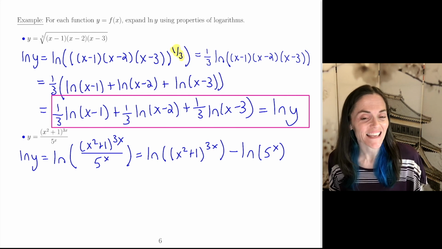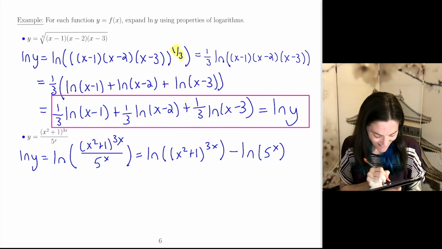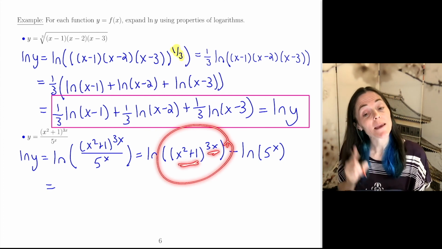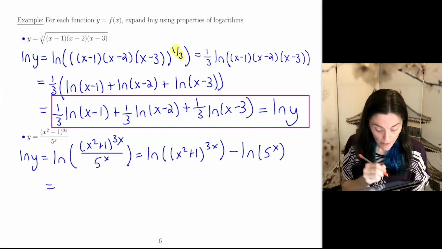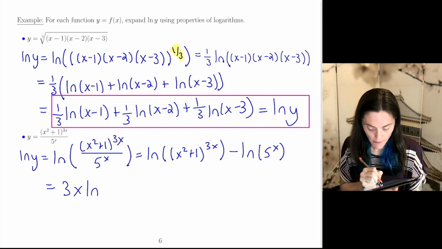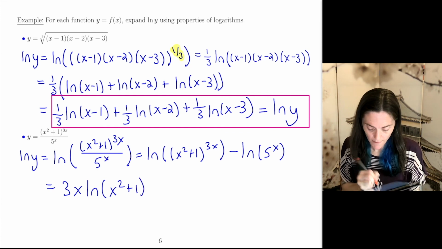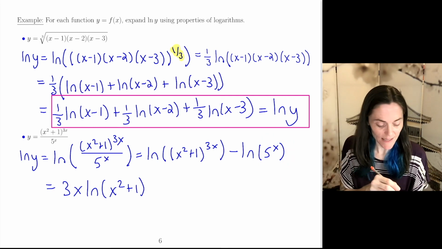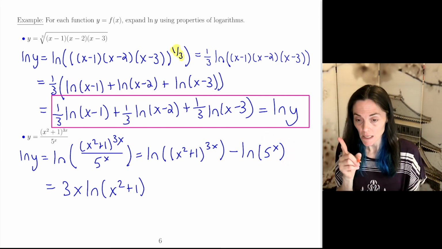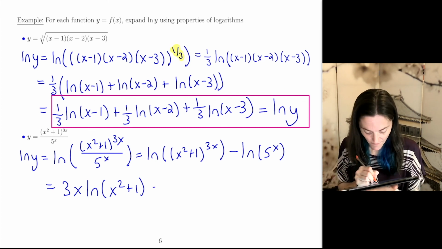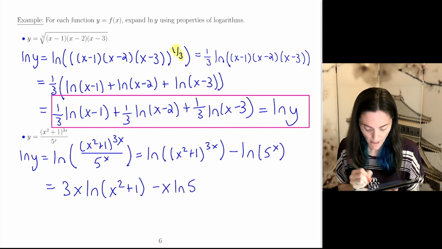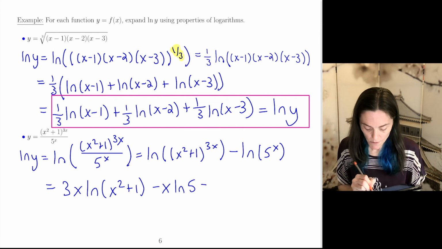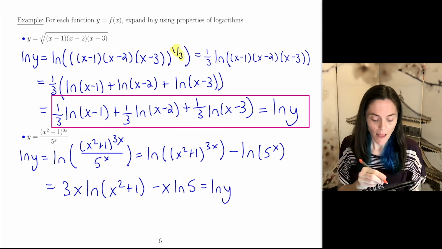Well, I need to keep going here. In this first term, you see I have a power. So I can bring the power outside of the logarithm. This will be 3x times ln of x squared plus 1. And then also here, I have a power on the inside, so I can bring this outside. This was similar to an example we did earlier. This will be minus x ln 5. Now here you note that I cannot do anything else to simplify. So I will just put equals ln y and draw my box.